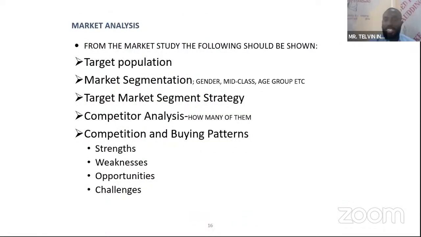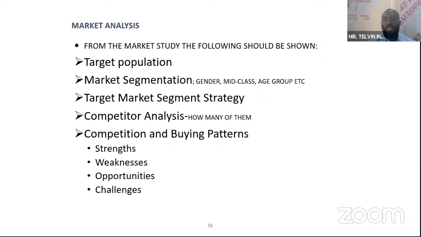Now, market analysis. From the market study, the following should be known. What is your target population? You need to know that as part of your market feasibility.